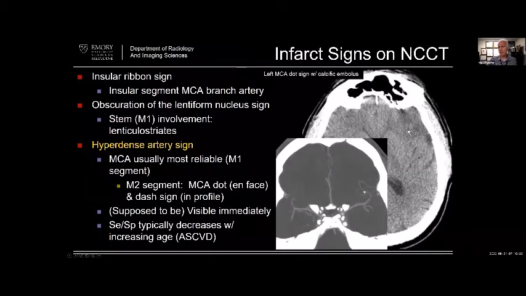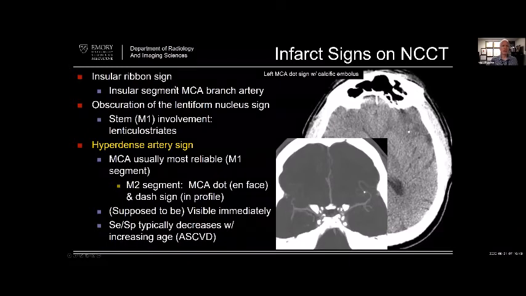So very rarely will something like an MCA dot sign, this looks like a dot, be calcified. But of course, it's good to notice when that happens, because that's very unlikely to dissolve with thrombolysis, right? If it's calcified, it's going to take some time to go away. And you can see it clearly fits right into the distal MCA on that side.